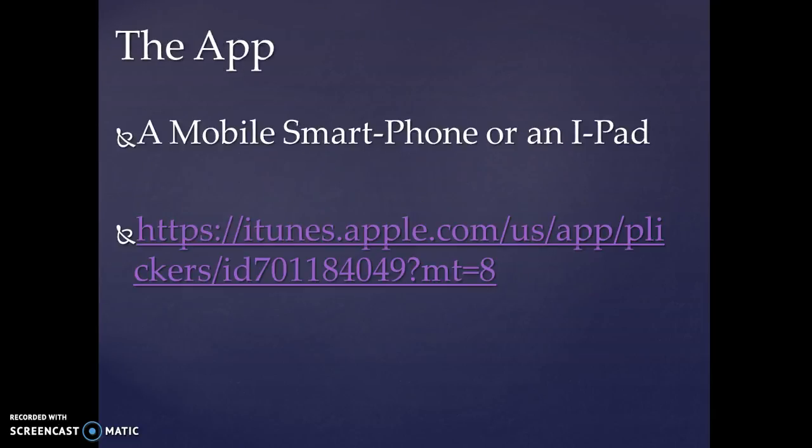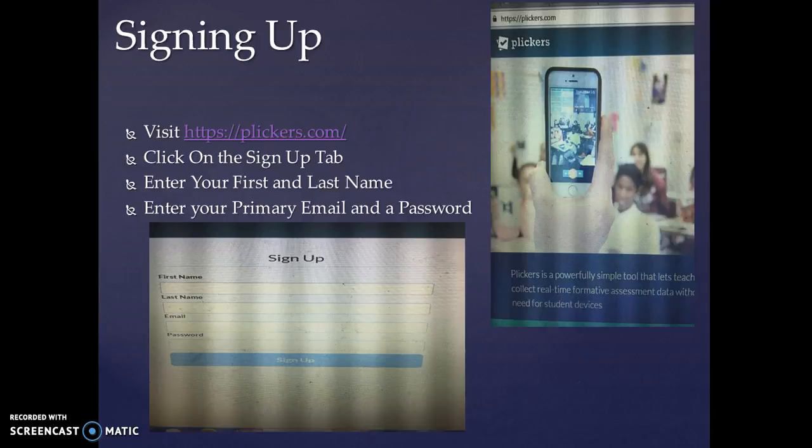So Plickers is an app and a website. Here is the app link for mobile phones. This is the iPhone link. However, there's also an Android link as well. And there are many different things, but this is the direct link so you can punch this right in your phone, or you can search Plickers on the Apple Store or Google Play Store.